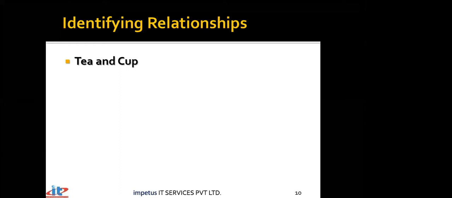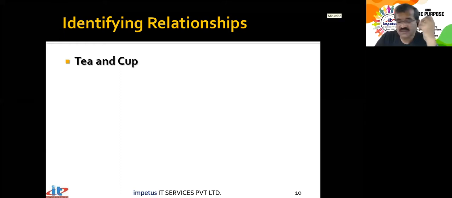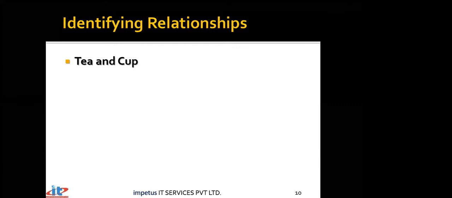Sir, class utilization. Justify it, why? Sir, tea is independently describable, cup is independently describable, but if we have to drink tea, we need a cup. Inside that we need tea. So together the work is done.